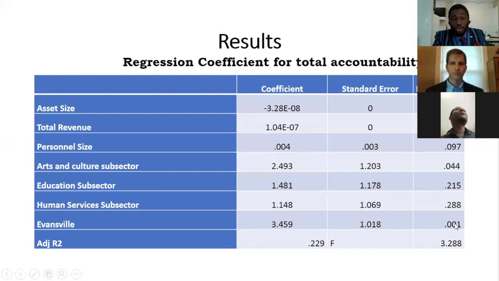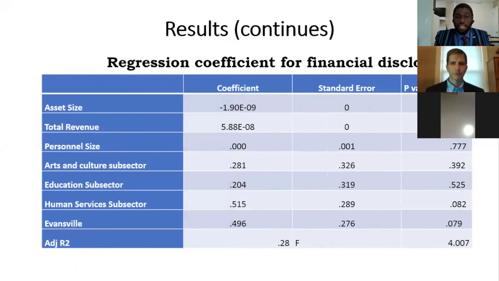And regarding location, here we are more than 99.9% confident that there is a statistically significant effect of location on online accountability. The second regression was for financial disclosure, and here the model explained 28% of the variation for financial disclosure.